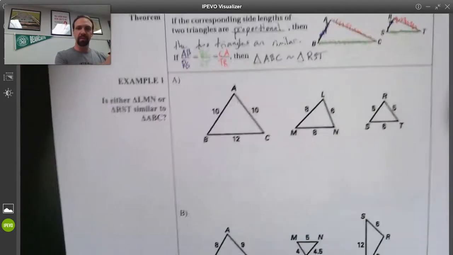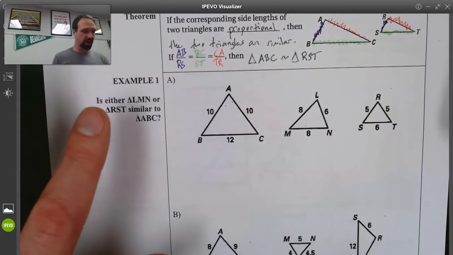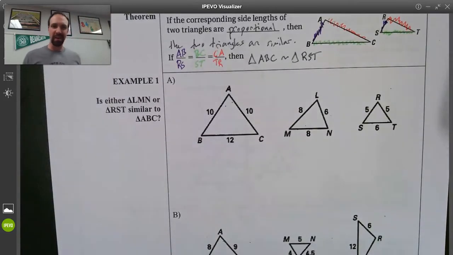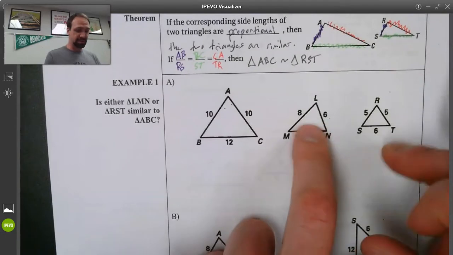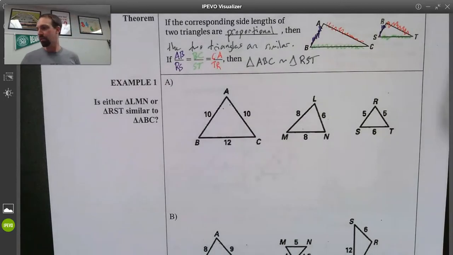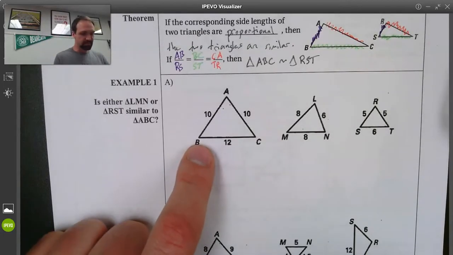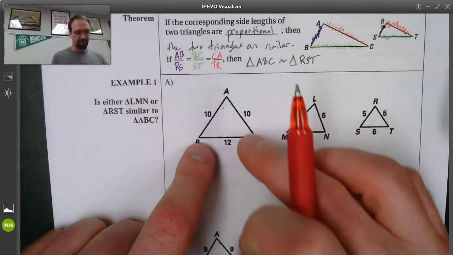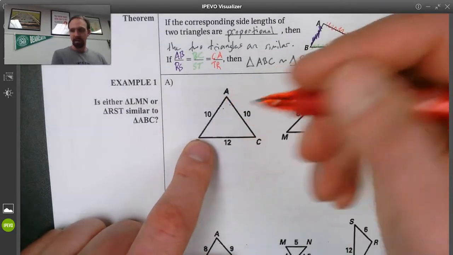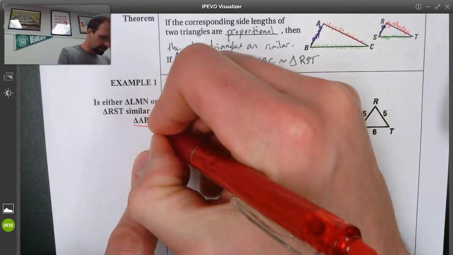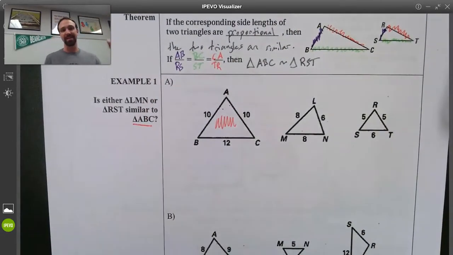So for this one, what it's looking for is it wants to know, is triangle LMN or RST similar to triangle ABC? So we're not checking if these two are similar to one another. We're checking to see if this one's similar to this one or this one is similar to this one. So to set it up, we're checking being consistent. So I'm going to color the inside of this first one with my red. So you can kind of see, this is the one that we're going to check. We have to be consistent.